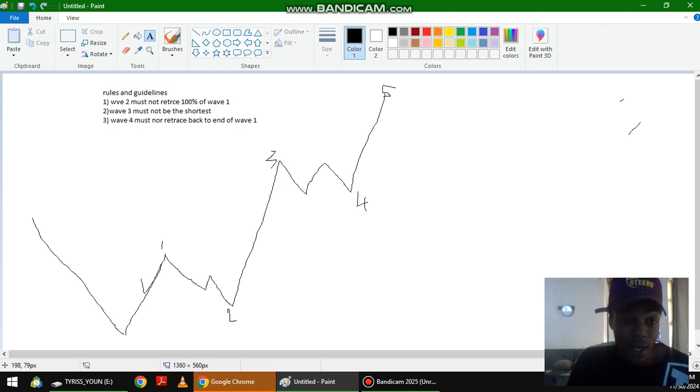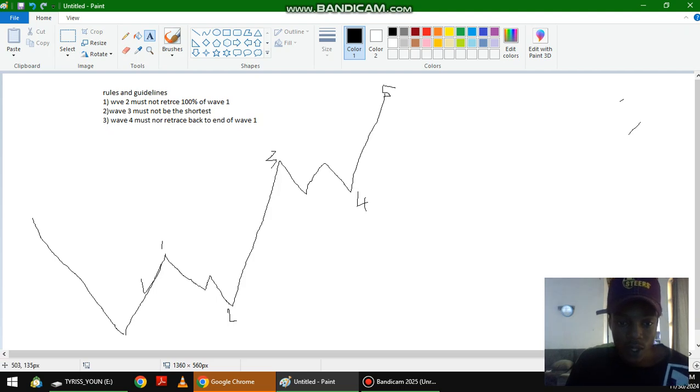Then the second guideline goes like: wave 3 must not be the shortest. This is wave 3. Wave 3 must not be shorter than wave 1. You understand? Wave 1 must not be longer than wave 3. So wave 3 must be the longest wave, and that's the wave that we literally love to trade as LOTians, because it gives you more opportunities. But it's kind of tricky to notice if it's a wave 3. You get to understand this better later in this course. But wave 5 is easy to trade, but it's a short trade. You understand?